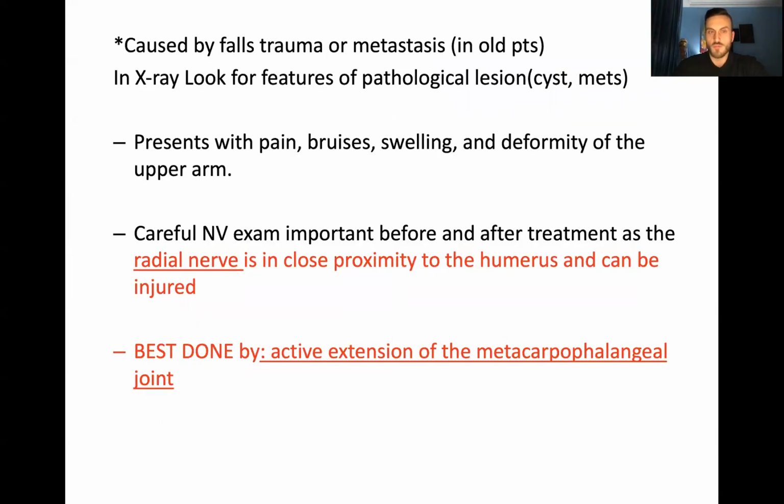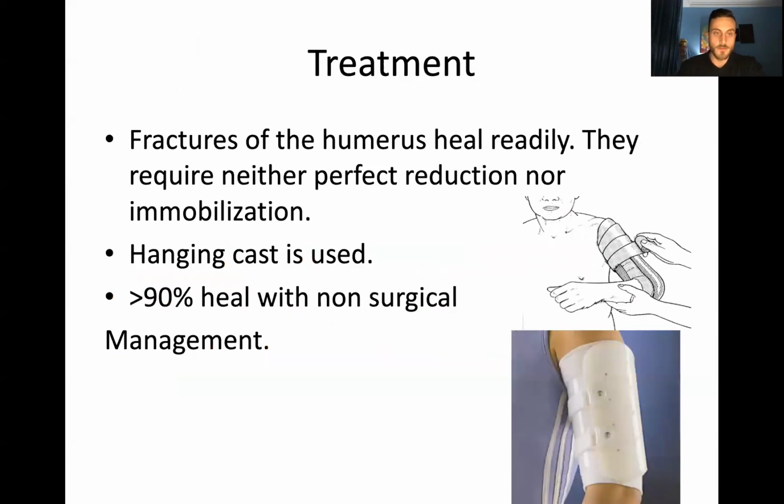Usually it's caused by falling down or direct trauma, with pain, bruising, and swelling. Be careful with the neurovascular examination, and the most important thing to examine in a humerus fracture is the radial nerve, which does extension of the wrist and the metacarpophalangeal joint. So please keep this in mind, it's very important.